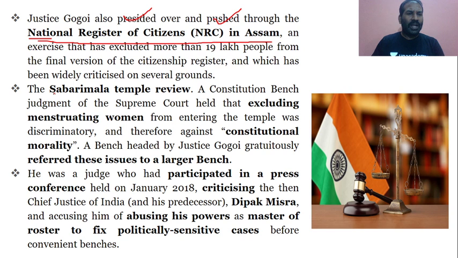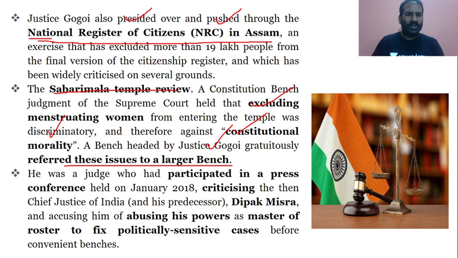And then we also have the Sabarimala temple review. A constitution bench judgment, wherein he was part of it, said that excluding menstruating women from entering the temple was discriminatory and therefore against constitutional morality. Then a bench headed by Justice Gogoi referred this issue to a larger bench. So he took up the case, but later passed it on, referring the Sabarimala temple review, on women entering the temple, to a larger bench.